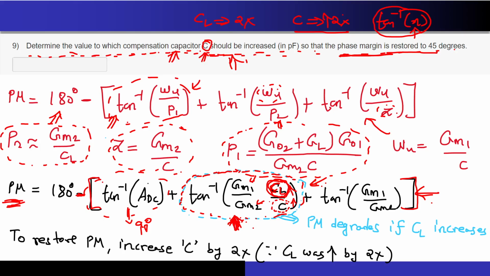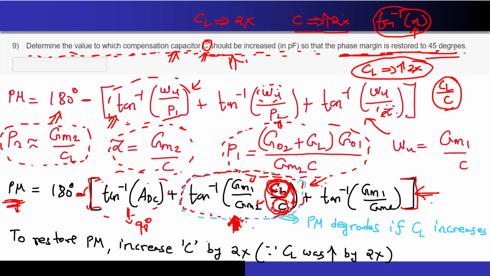Now what this question is asking me to do is to calculate the new value of the compensation capacitor so that your phase margin, whatever it has degraded to, is now restored back to 45 degrees. So now what did I do? If I increase the factor CL by 2x, how can I make sure that the degradation due to this term is 0? I just have to make sure that the ratio of CL upon C is constant. Correct? If I make sure that CL upon C is constant, then the net degradation from this particular term to the phase margin will be 0.